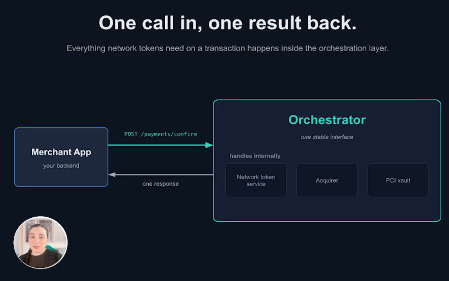Lower PCI burden, tokens that quietly update themselves when a card is reissued, lower transaction cost, and usually a few points of authorization rate lift. All of that is settled. The real question is, who does the work on every transaction that lets you actually keep that lift?